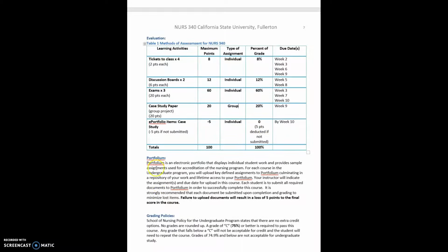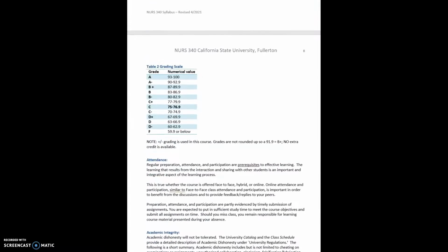Now, Portfolium is a way that we highlight our amazing achievements and our student work. At the end, you will take your case study paper, make whatever amendments on it when I give you feedback, and then upload it to your portfolio. I'll put a link on the shelf for you to do so.